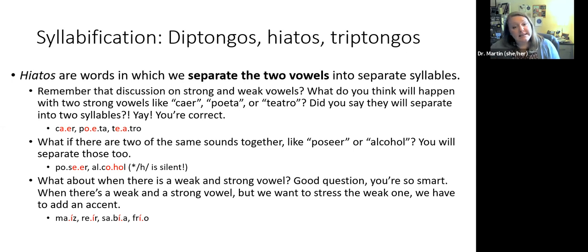Okay. Now, we know that there can be weak and strong vowels, but what if we want the weak one to carry the stress of what I'm saying? In that case, we have to write an accent on it. So these are words like maís, right? We don't say mais. So we have to put the accent on the I to be sure that the speaker knows that we're separating those into two syllables. The same with reír. We don't say reir, right? We say reír. The same with sabía, right? We don't say sabia, that's a different word. And the same then with frío.